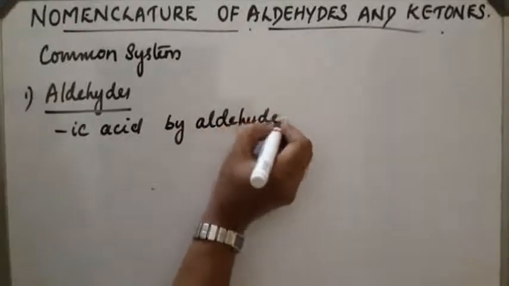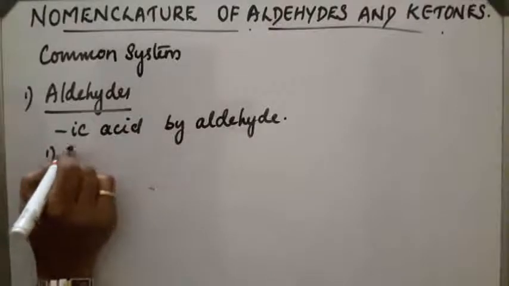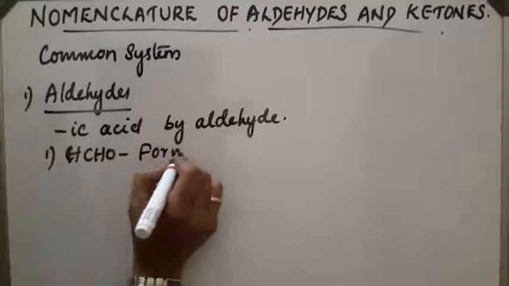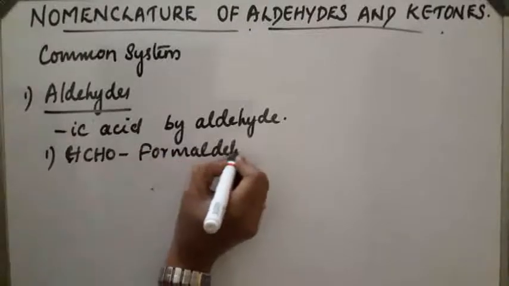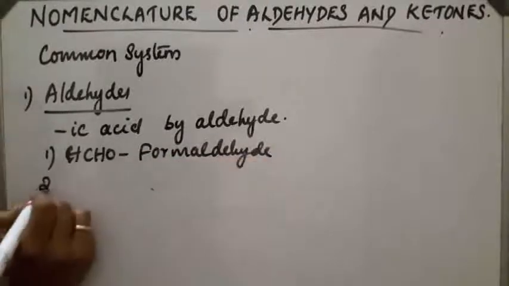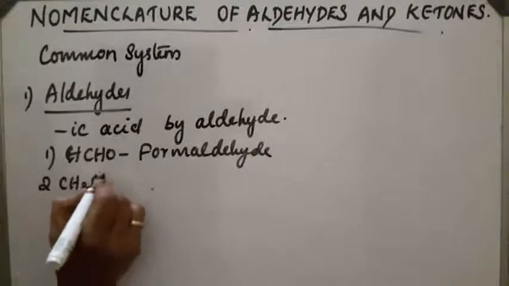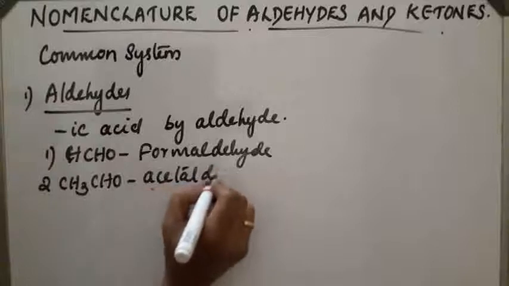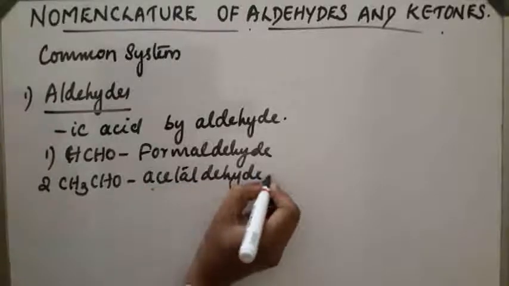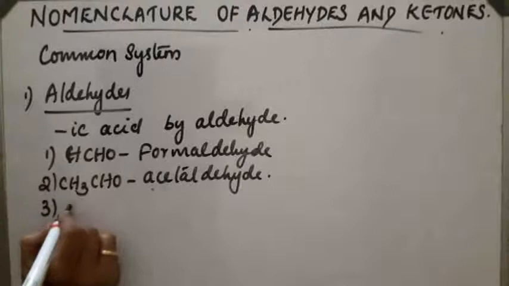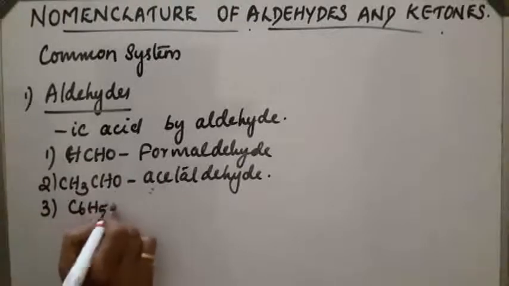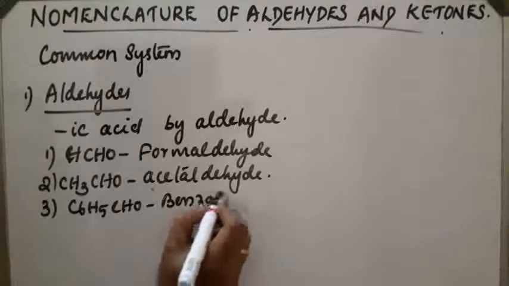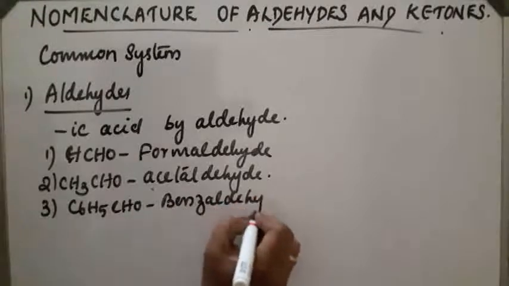Take some examples. First one, HCHO. It's called formaldehyde. Second one, CH3CHO, acetaldehyde. Next, C6H5CHO, benzaldehyde. These are the names of these compounds.